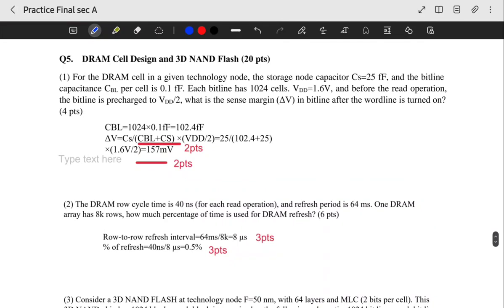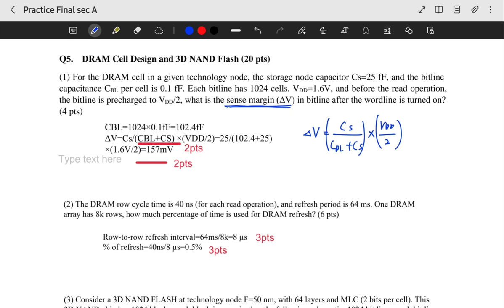So question 5 is DRAM and 3D NAND flash. So the first question is asking about the sensing margin. Sensing margin, you know that we do have an equation for the sensing margin, that is delta V equals CS over (CS plus CBL), times VDD over 2.